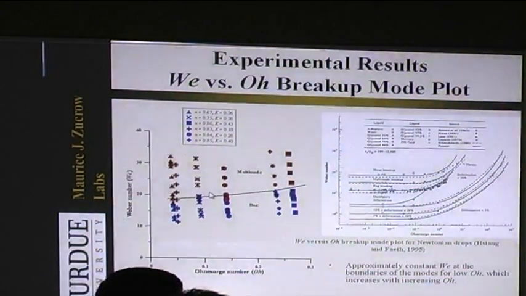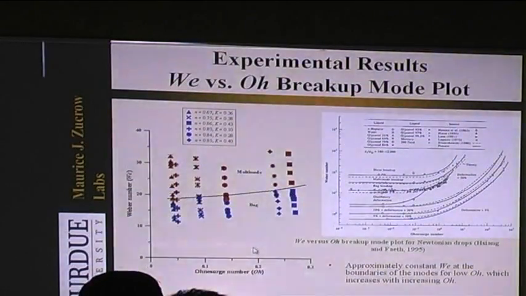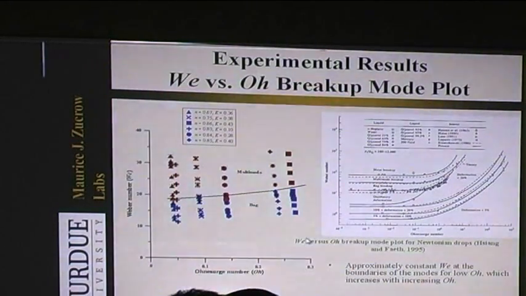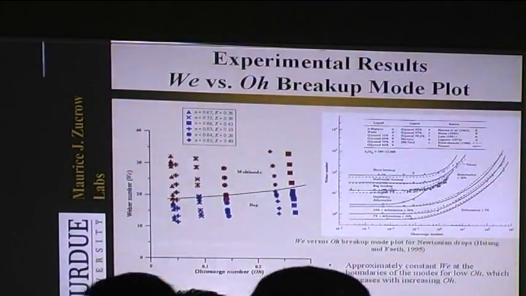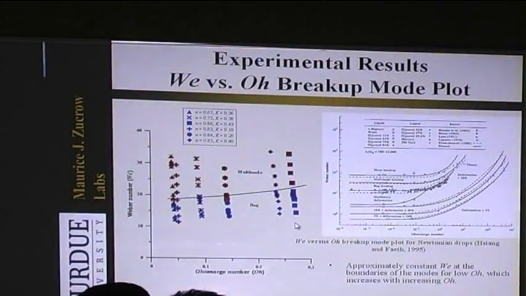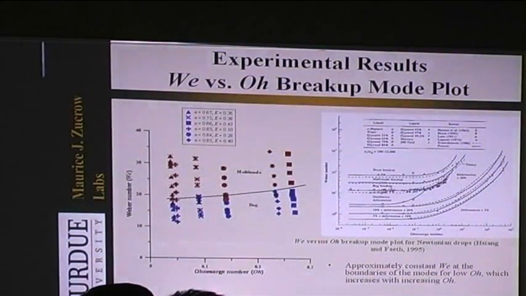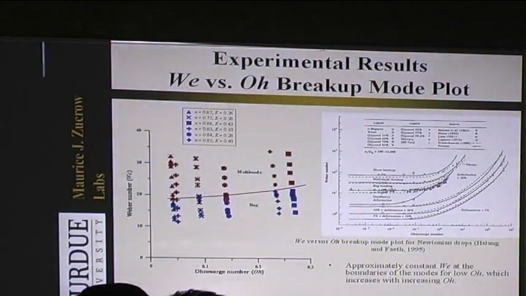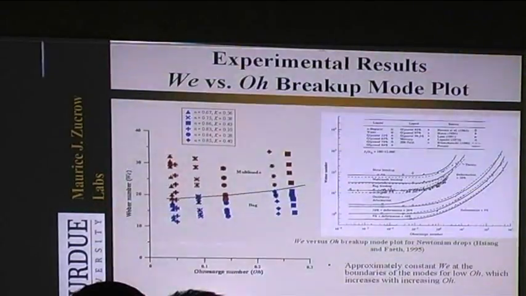So if we shift from the right figure to the left figure, what we have is a small segment cut out of the secondary breakup mode map with the Weber number on the vertical axis and the Ohnesorge number on the horizontal axis. The red symbols denote the multimode breakup observations, the blue symbols denote the bag breakup observations, and the different shapes were for different formulations of these inelastic but shear thinning liquids.